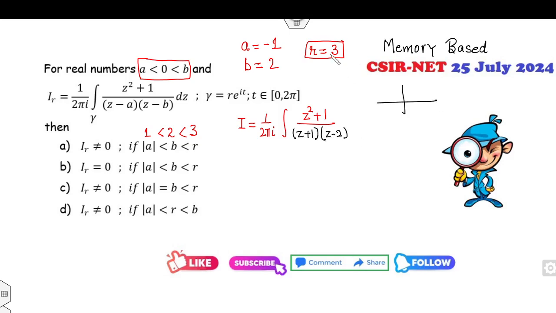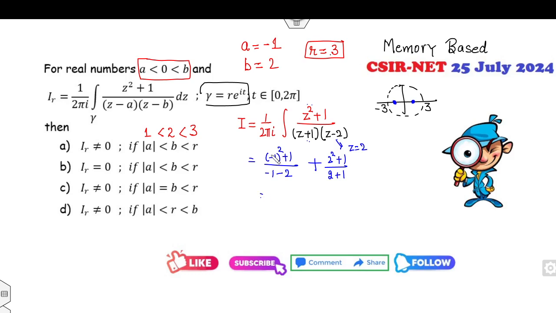Now look, r is 3. So this is my circle, and the radius is 3. Now what are the poles? The pole at minus 1 lies inside the circle. The pole at plus 2 lies inside it. So can you write this? What is the residue corresponding to minus 1? I substitute minus 1 everywhere apart from the z plus 1. Plus the pole at z equal to 2: I substitute z equal to 2 everywhere apart from the z minus 2.